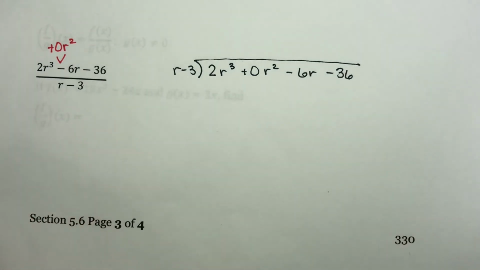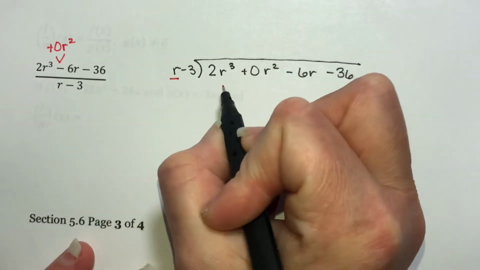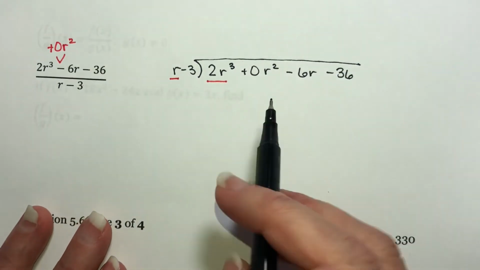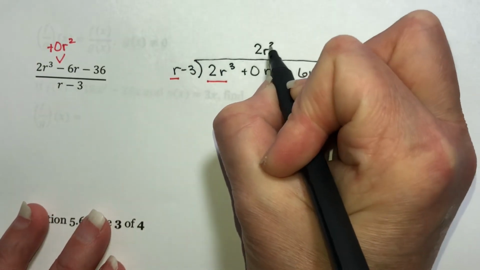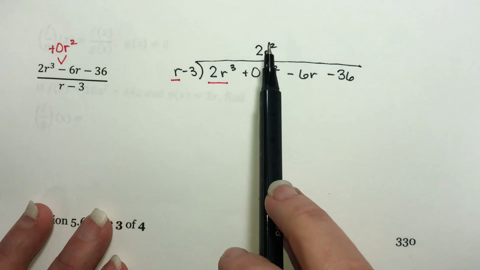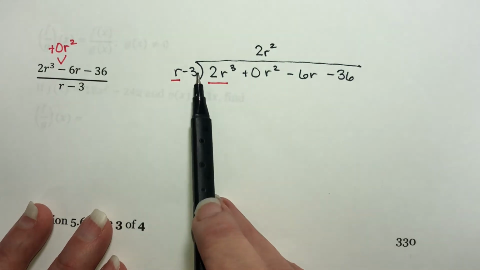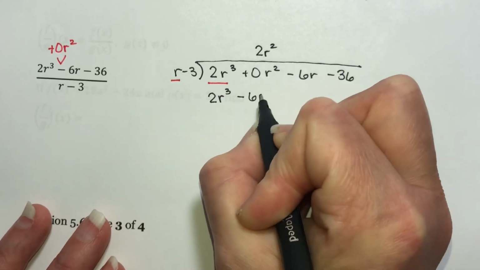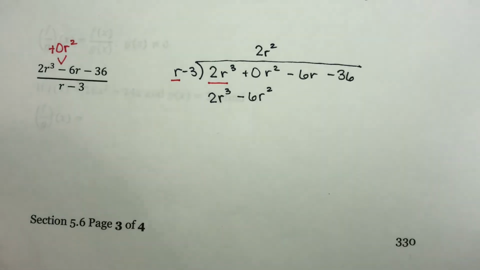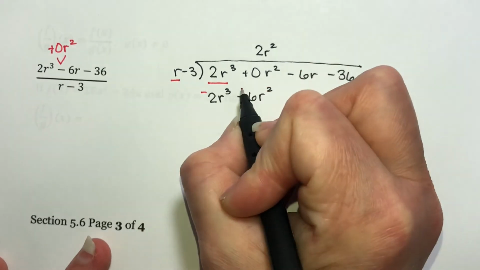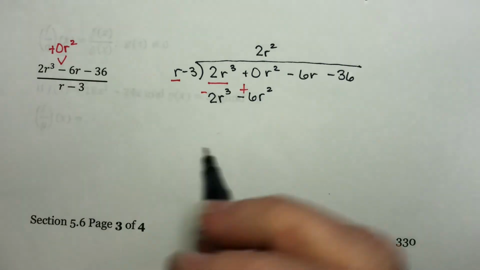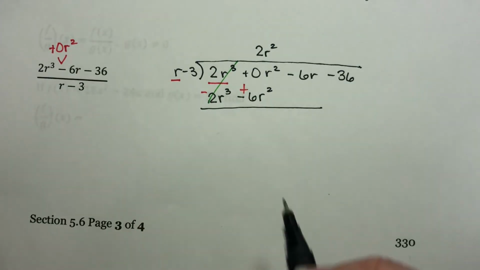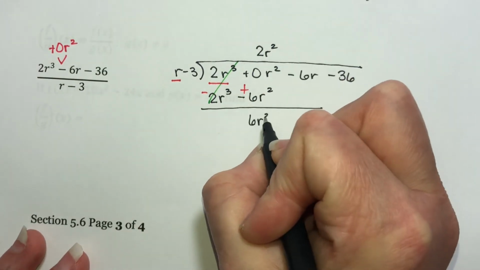Okay, this works exactly the same. I want to change this r into a 2r cubed. So I need to multiply this by a 2r squared. So I'm going to put 2r squared right here. Now I take this and I distribute it through each one. So that becomes 2r cubed minus 6r squared. Okay, change your signs. We want to add these together. The first one should cancel out. So I have 6r squared.